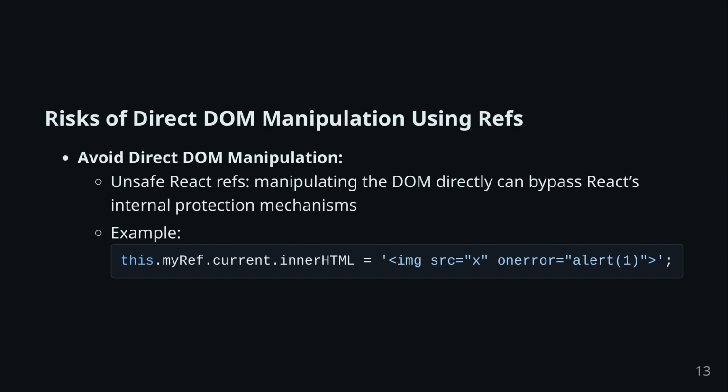In this section, we focus on the risks associated with direct DOM manipulation using refs in React. Directly manipulating the DOM can bypass React's internal safety mechanisms, making your application vulnerable. For instance, consider this example in JavaScript: this.myRef.current.innerHTML = '<img src=x onerror=...>'. Here, setting the inner HTML using refs can introduce security risks such as XSS, cross-site scripting, attacks where malicious scripts can be executed. It is crucial to avoid such practices to maintain the safety and integrity of your application.